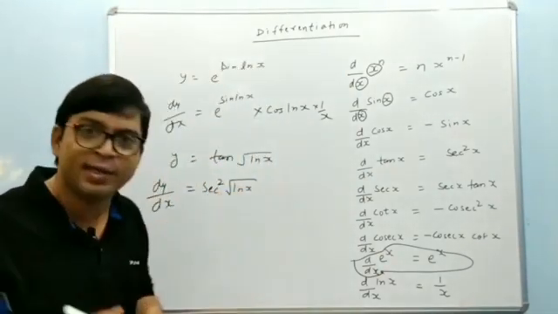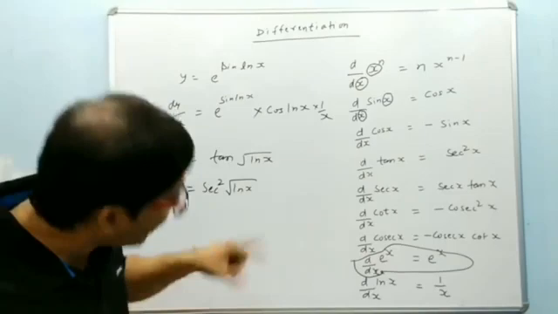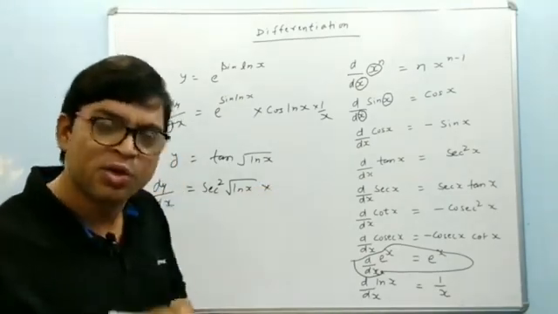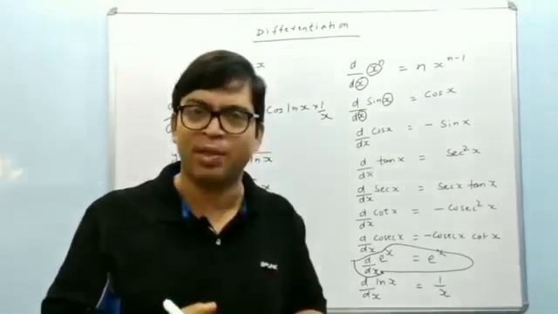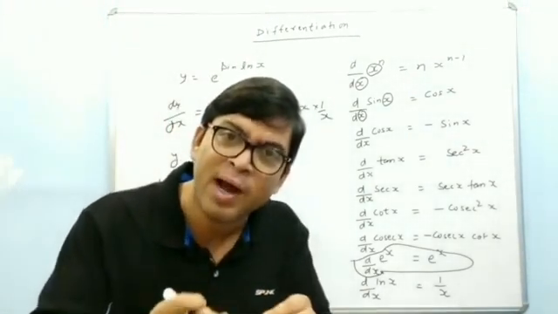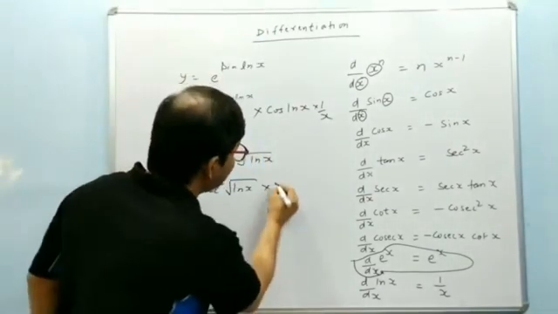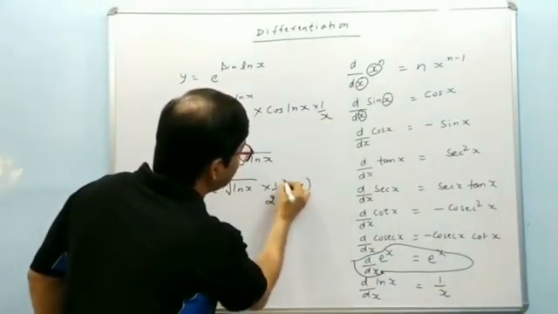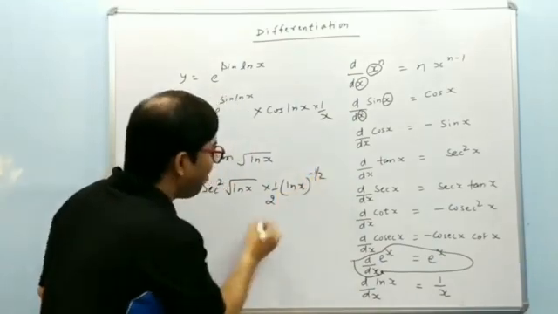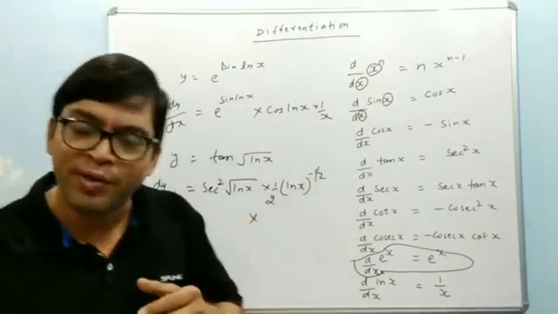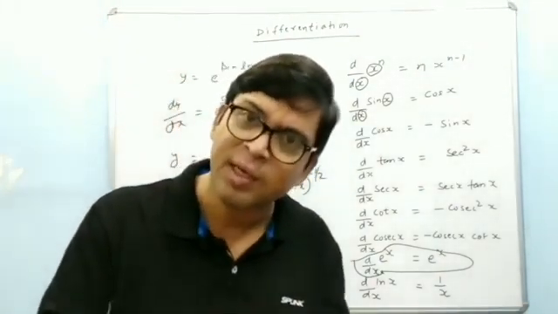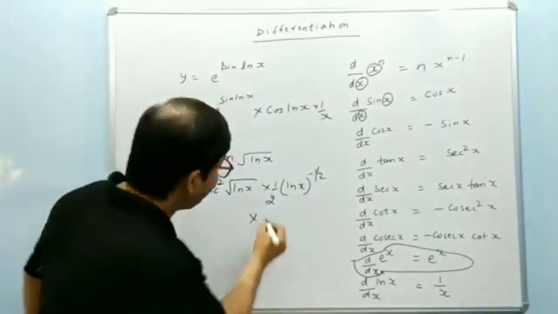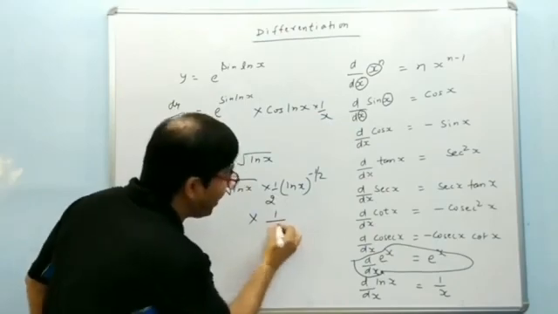So sec square that thing. Now we have to give the treatment of that thing. What is that thing? That thing is under root ln x. So what is that format? Under root something. That means something to the power half. So its differentiation will be half into that something to the power minus half. Next we have to give the treatment to the something here in the previous step, that is ln x, and the differentiation is 1 by x.